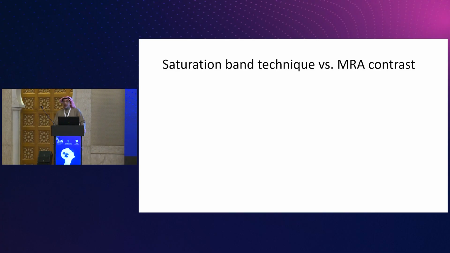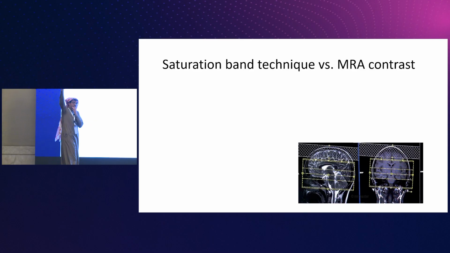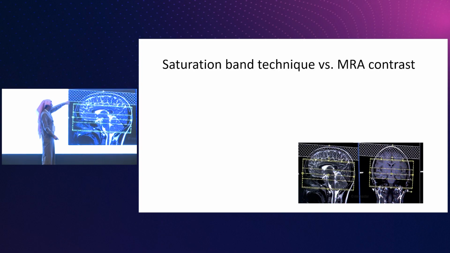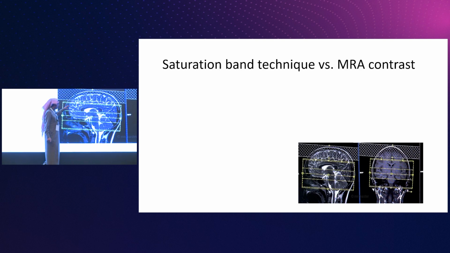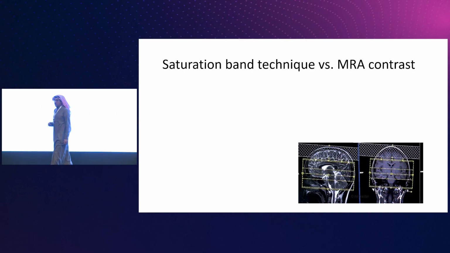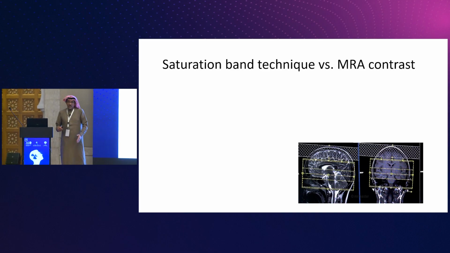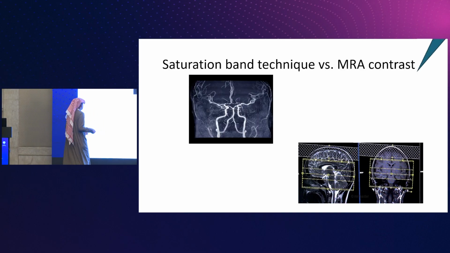Saturation band technique for MRA. Okay, this is MRA, right? Agree? So what's the function of this one? The function of this one is to suppress veins, right? Okay. Why do we have it in portions? So we have the saturation band, change the contrast because it suppresses veins. So that's the first. And this is the image that we will see without veins.